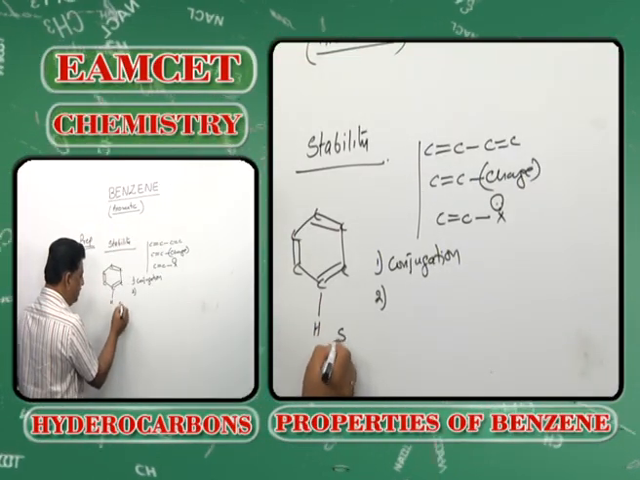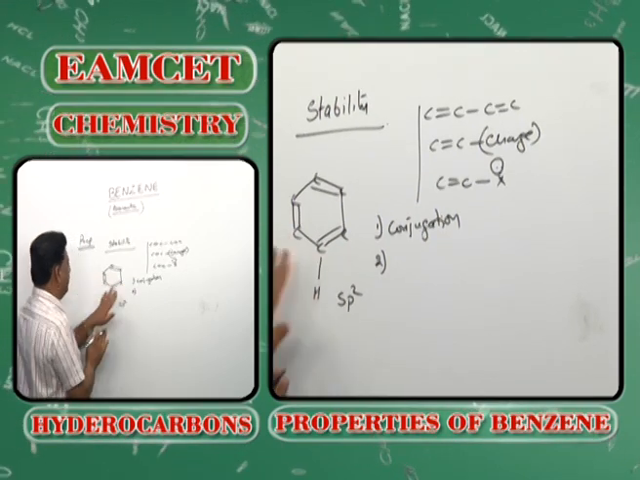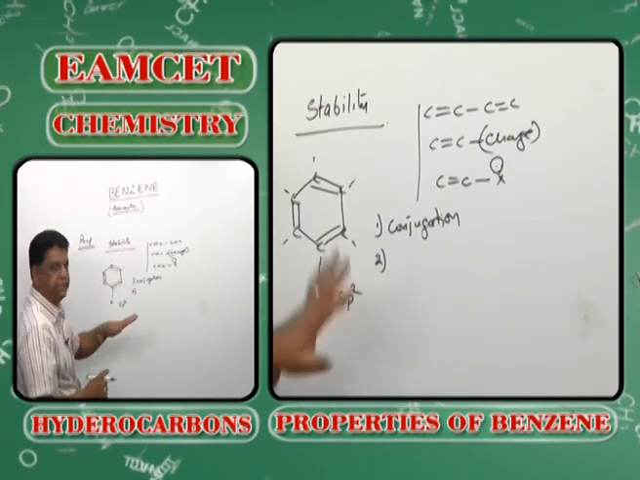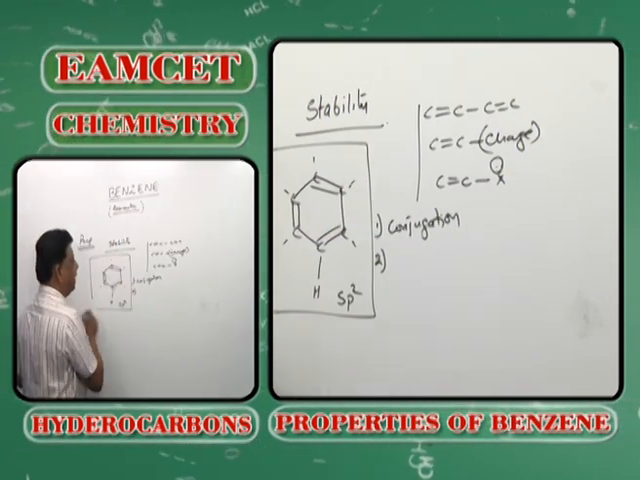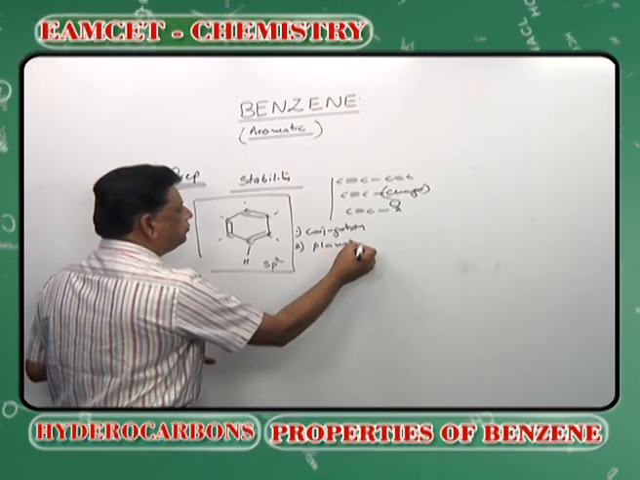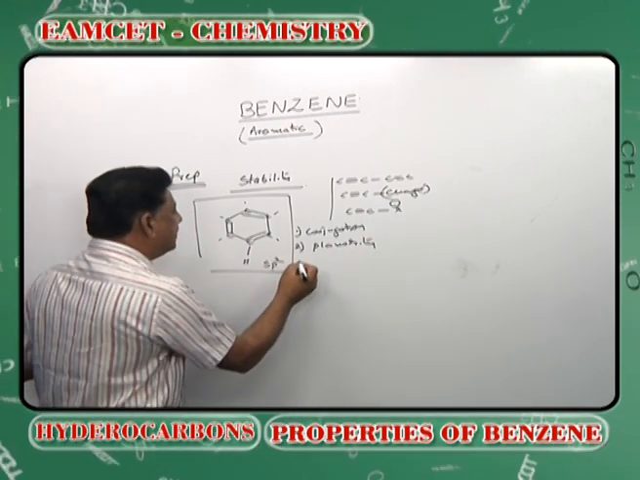This carbon, if you take it, is an sp2 carbon. That means all these carbons and hydrogens are in one plane. In fact, if you throw this molecule, all the 6 carbons and 6 hydrogens will touch the ground. That means the entire molecule is planar. So this type of planarity is the additional quality. So the whole molecule is in plane. So therefore, this is the second feature.